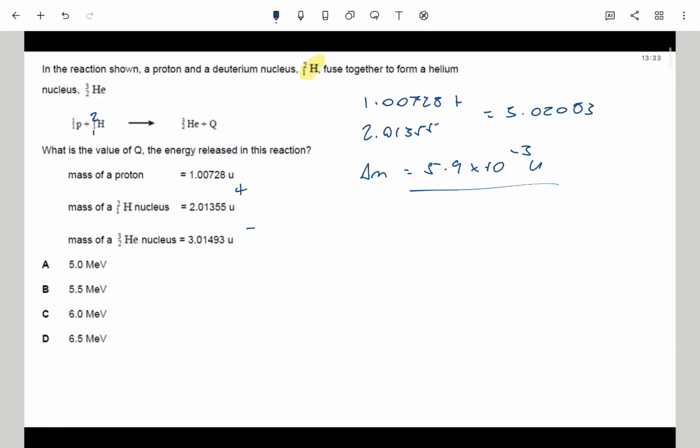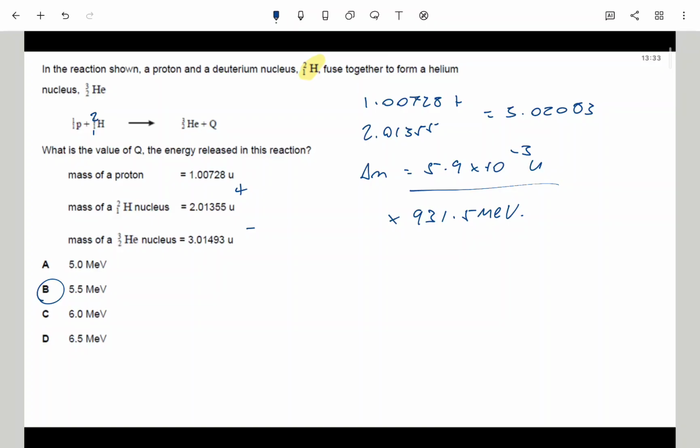And then obviously to convert that into MeV, we can multiply that by 931.5 MeV, which is what 1 U is. So that gives you 5.495, so 5.5 mega electron volts. If you got that, well done.